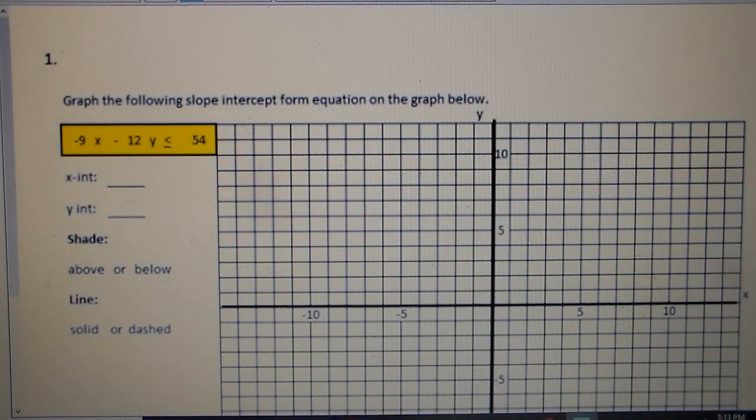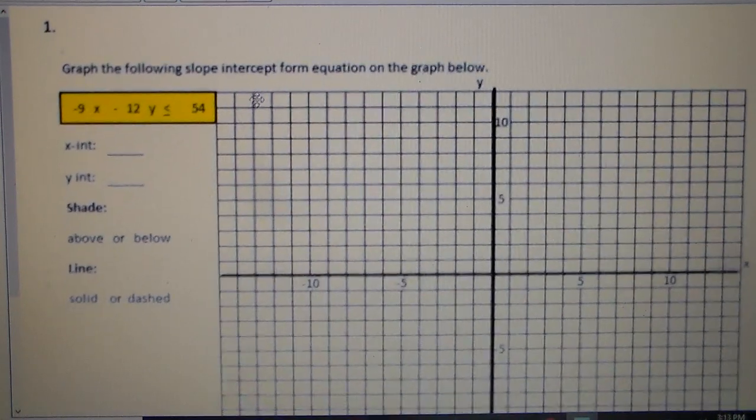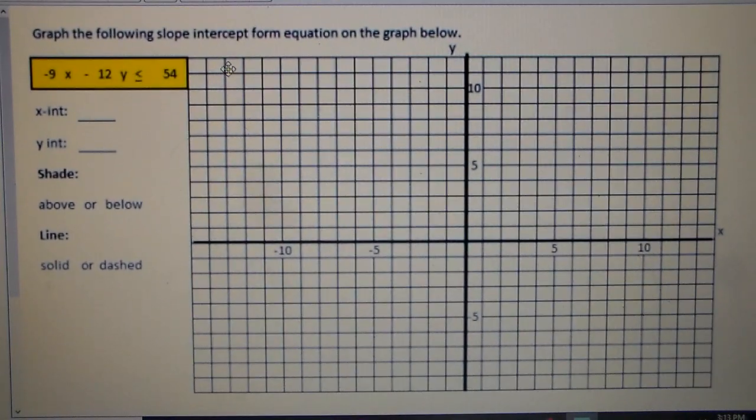All right, let's practice a couple so we get a little better understanding. Make these a little bit bigger. So, we have negative 9x minus 12y is less than or equal to 54. To find the x-intercept, we put a 0 in for y, so that term with the y disappears. So we have negative 9x is less than or equal to 54.